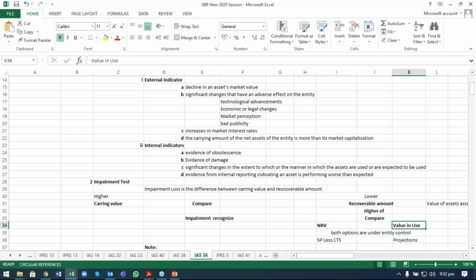An individual player is of no use. They cannot be used for generating revenues. Yes, you can sell the contract of the player to any other club. That's the only case. For NRV, we have to find out what is the higher of these two. So whatever is higher, you have to record it as the recoverable amount in this case, right?